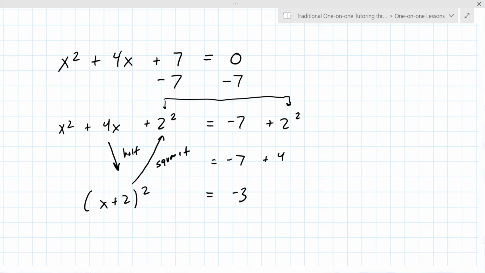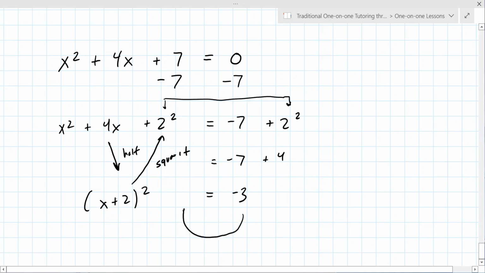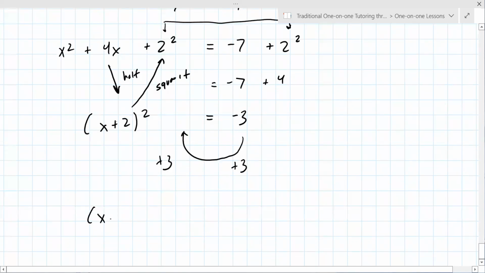And then the last thing here is to move it to the other side of the equation. You do that by adding 3 to both sides. You have x plus 2 squared plus 3 equals 0.